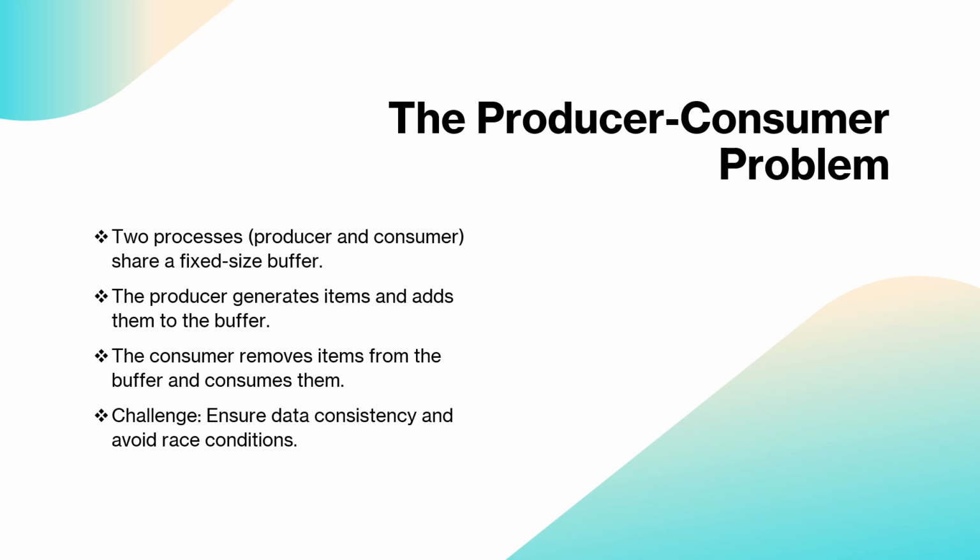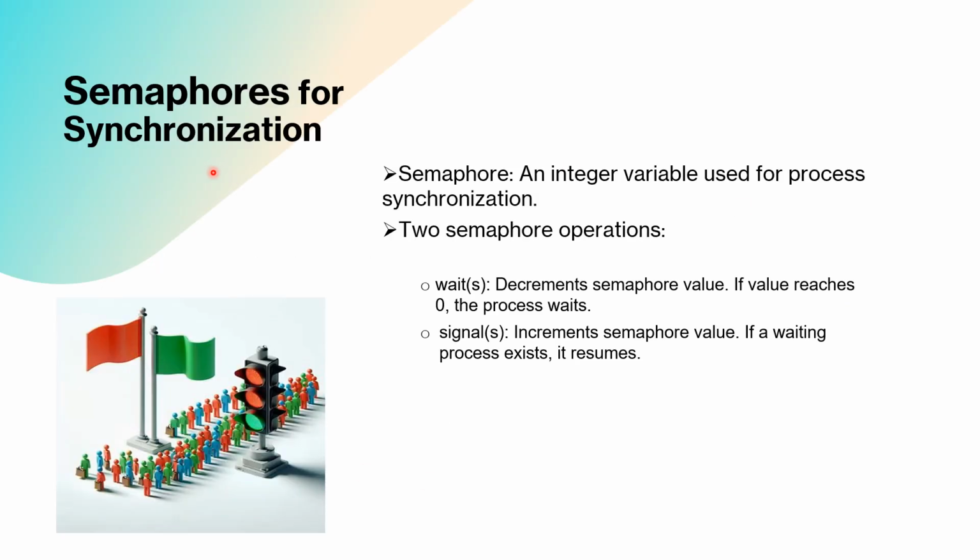So here semaphores help us. Semaphores for synchronization. A semaphore is an integer variable used for process synchronization. There are two semaphore operations: one is wait and another one is signal. What does wait do? It decrements the semaphore value. If the value reaches 0, then the process waits. Signal increments the semaphore value from 0. If a waiting process exists, it resumes then.